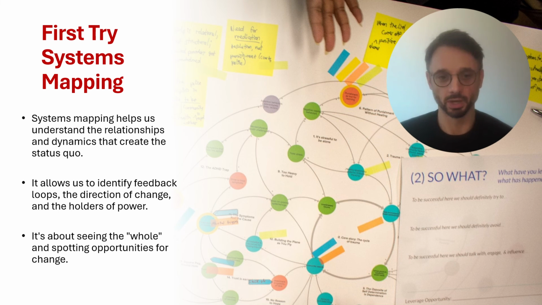When confronted by complexity, we'd argue that a good place for activists to start is with systems mapping. Systems mapping can help activists to see the relationships and dynamics between the elements of a system that are creating the kinds of wicked problems or status quos they may want to address.